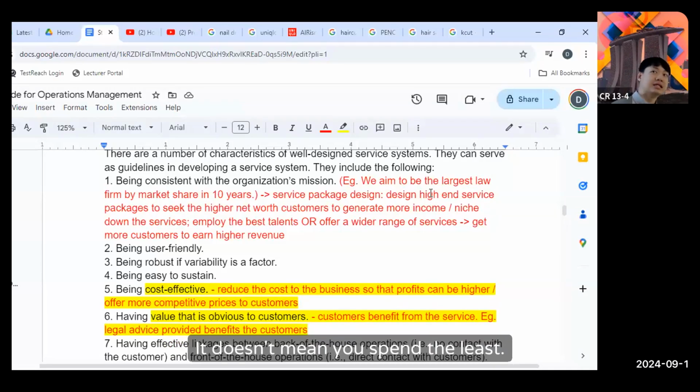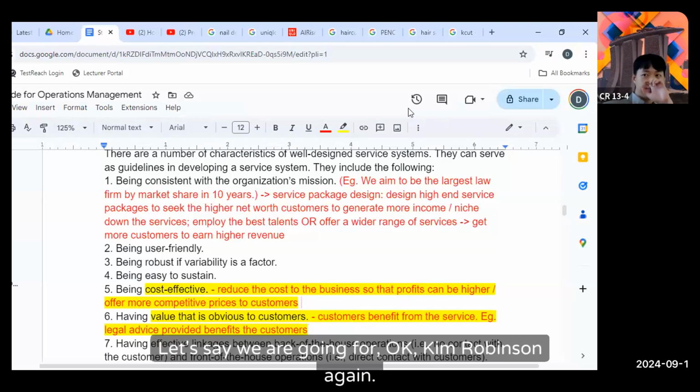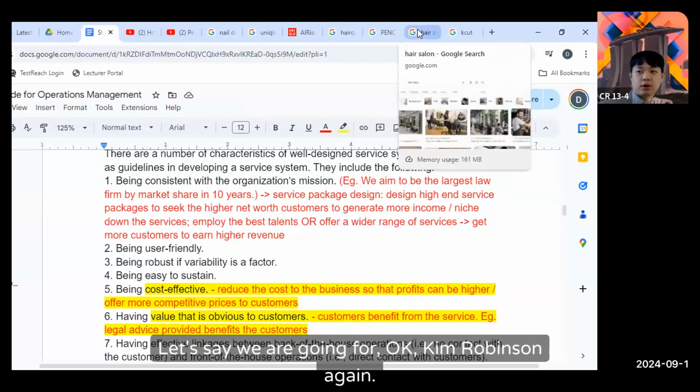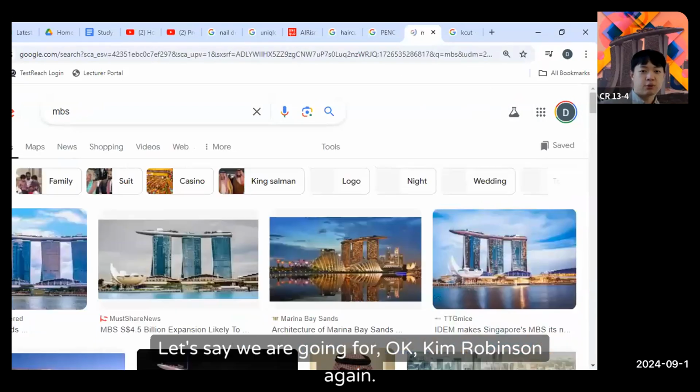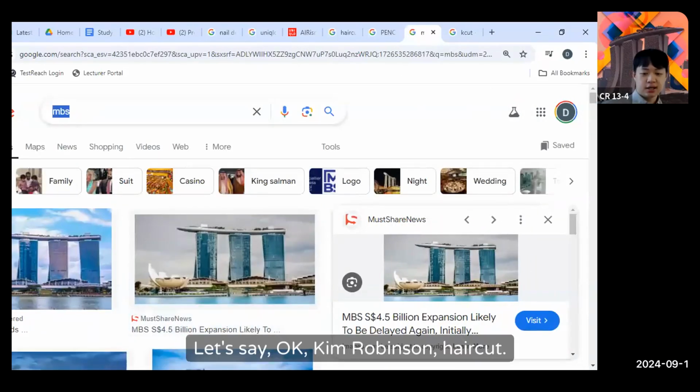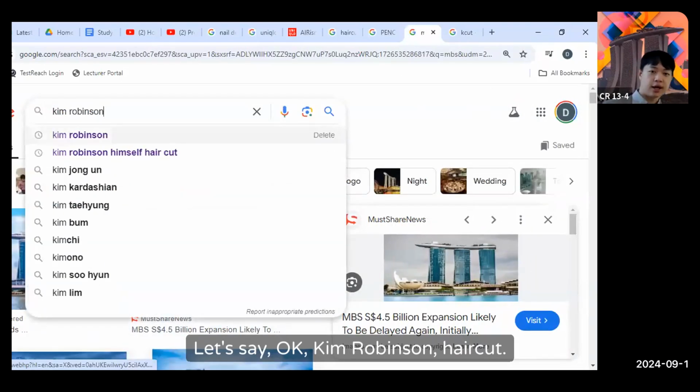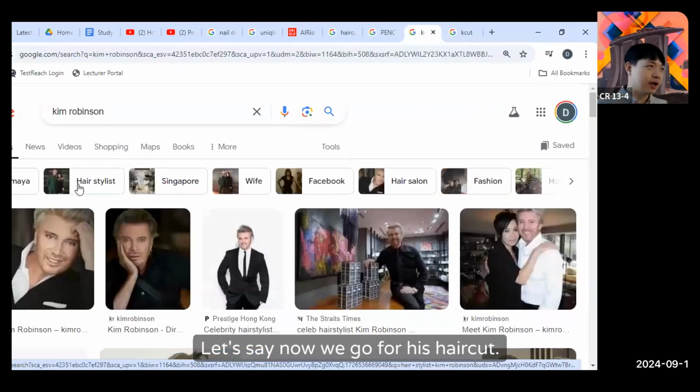It doesn't mean you spend the least. Let's say we are going for a Kim Robinson haircut. Let's say now we go for his haircut, right? We know that it's priced at 2,000, few hundred.